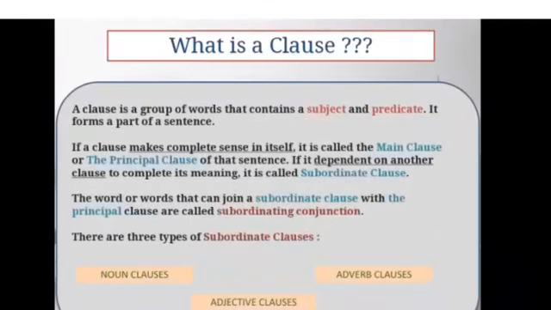Bismillahirrahmanirrahim. This lesson is about the clauses for second year. First of all, let's see what a clause is. As you have heard about sentences, clauses and phrases, let's see what these clauses are.